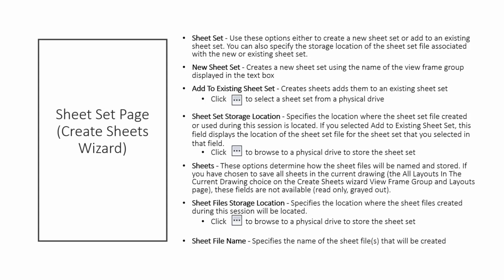And the sheets, these are options that determine how the sheet files will be named and stored. If you have chosen to save all sheets in the current drawing, the all layouts in the current drawing choice on the Create Sheet Wizard's frame group and layouts page, these fields are not available, only read-only, and they're grayed out. Sheet file storage location. This specifies the location where the sheet files created during this session will be located. And then the sheet file name.